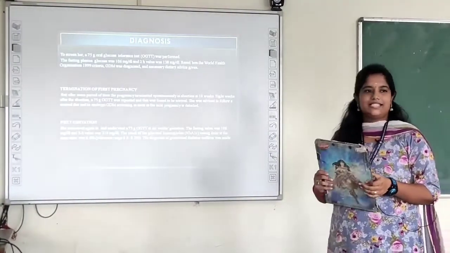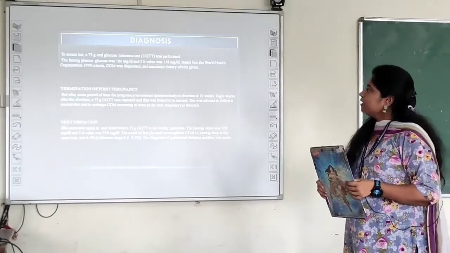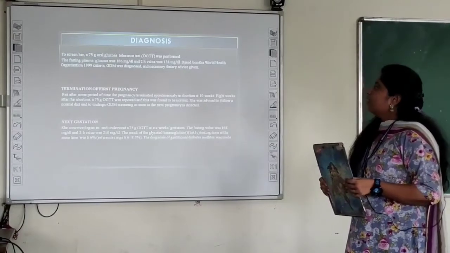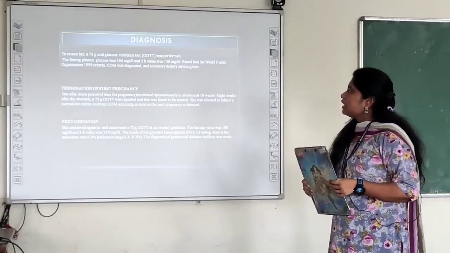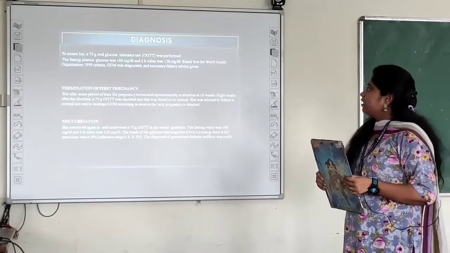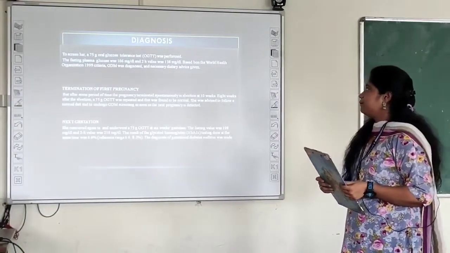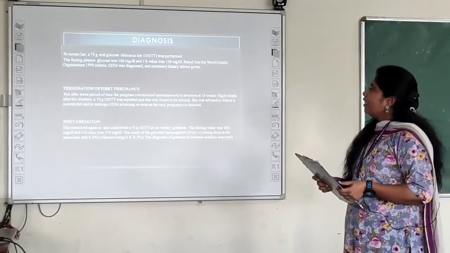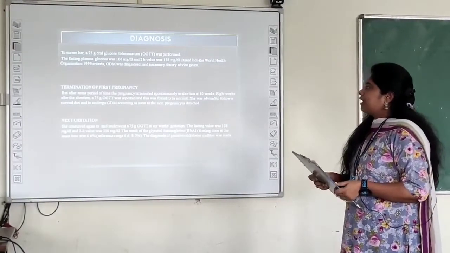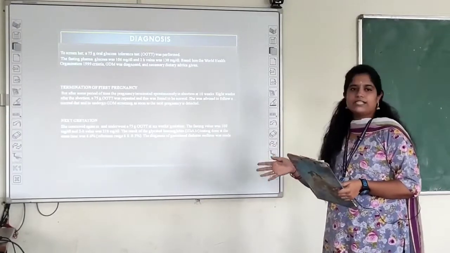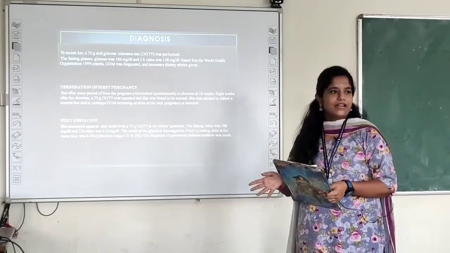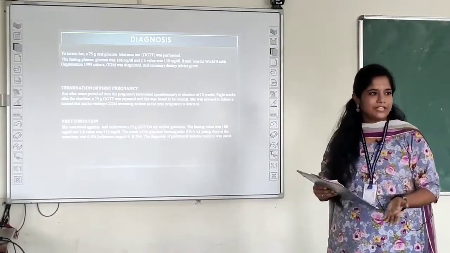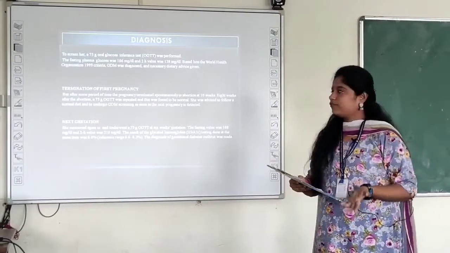So how to diagnose gestational diabetes mellitus? To screen her, a 75-gram oral glucose tolerance test (OGTT) was performed. The results were: the fasting glucose value was 106 mg per dl, and after 2 hours the value was 138 mg per dl. So according to the World Health Organization's value, she was suffering from gestational diabetes mellitus. But after that, her first pregnancy was terminated. It was due to several reasons, and one of the reasons is this diabetes mellitus, and it may be due to other complications in the baby and the health of the individual.